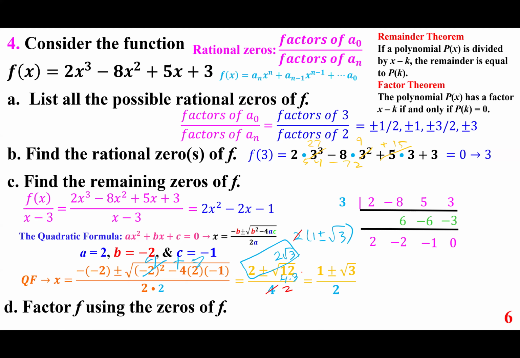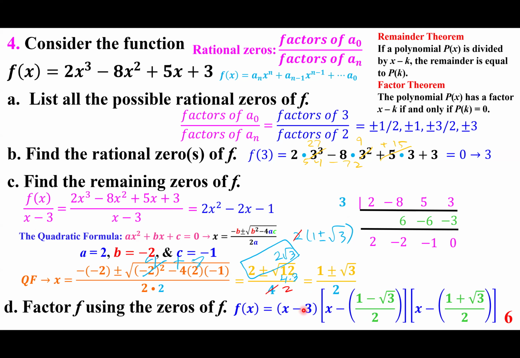Factor f using the zeros of f, and so obviously we already know one of them is x minus 3. How do we write the rest of them? Check it out. f of x is x minus 3 times x minus the parentheses 1 minus square root of 3 over 2, x minus the parentheses 1 plus square root of 3 over 2. That's how you write it.